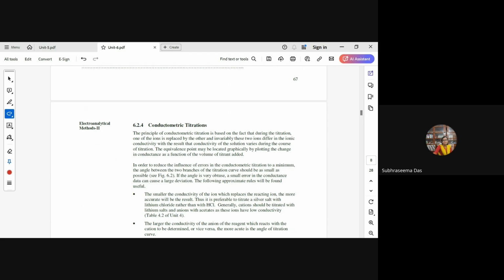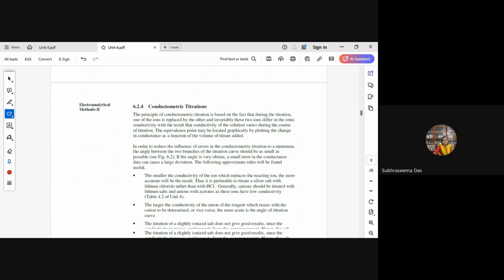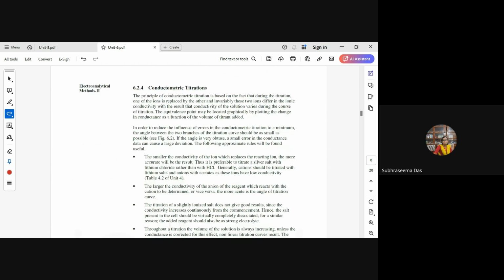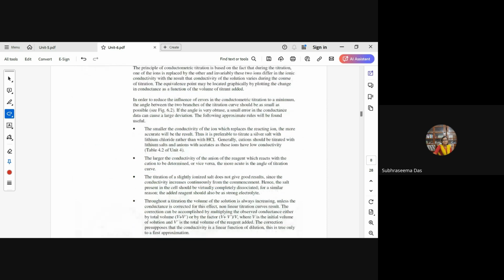Then come conductometric titrations. The principle of conductometric titration is based on the fact that during the titration, one of the ions is replaced by another, and invariably these two ions differ in their ionic conductivity. As a result, an endpoint is achieved. Now, in order to reduce the influence of errors in conductometric titrations, the angle between the two branches should be as small as possible.